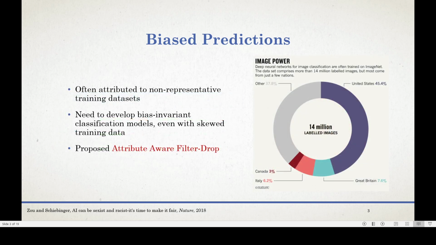One of the most known datasets in the machine learning community is ImageNet, and research on the geographical distribution of the images demonstrates that a majority of them belong to 2 to 3 countries only. Such observations and revelations demand the need to develop bias invariant models which output unbiased outcomes even with skewed training data.